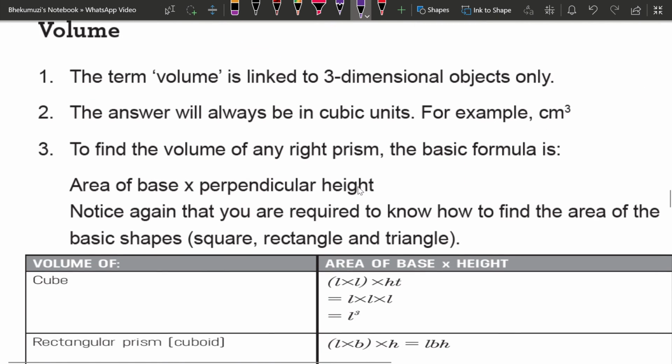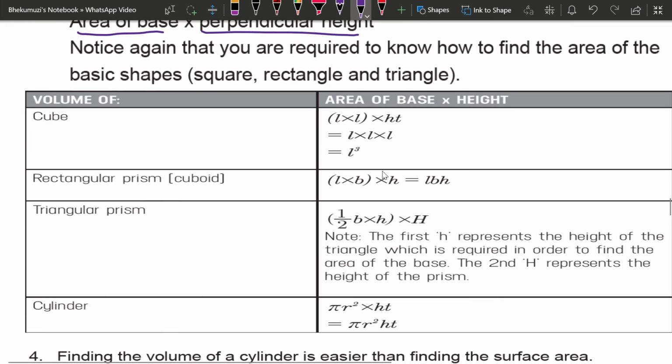And that's surface area. Now, when we look at the volume, we know that this is linked to 3 dimensions, but now the difference is that the answer should be in cubic units, like centimeters cubed. And to find it, for instance, for the right angle prism, the basic formula is always area of base times perpendicular height. So here are some formulas that you must have seen at least in grade 8. The cube is basically length times length times length, which is length to the power 3. And then we also have the rectangular prism, which is length times breadth, the area of the base, times the perpendicular height, you see.